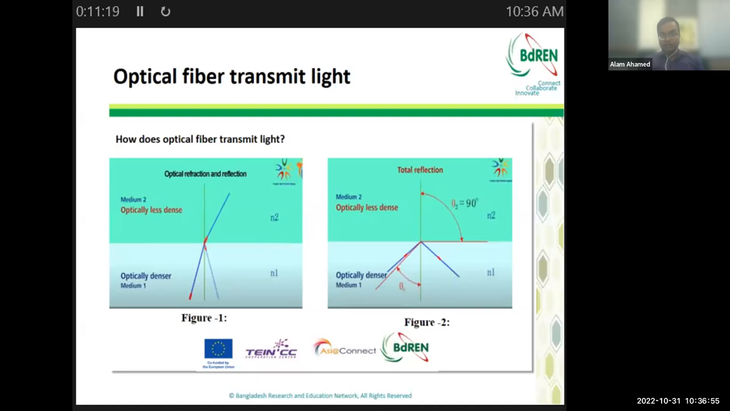Optical fiber communication uses the total reflection effect of light. This is the basic concept. The optical transmission characteristic of light, the total reflection effect, is the main characteristic used in optical fiber communication.